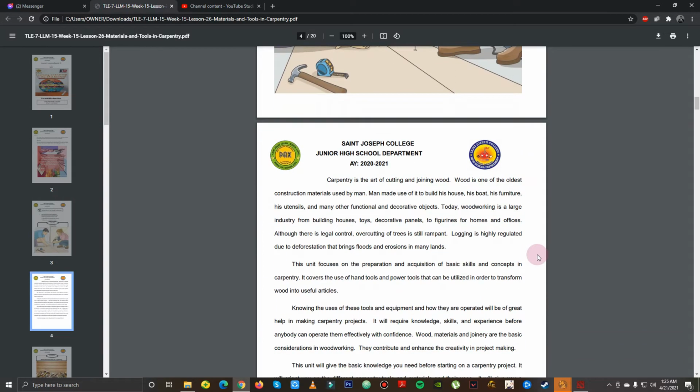Carpentry is the art of cutting and joining wood. Wood is one of the oldest construction materials used by man. Man made use of it to build his house, his boat, his furniture, his utensils, and many other functional and decorative objects.